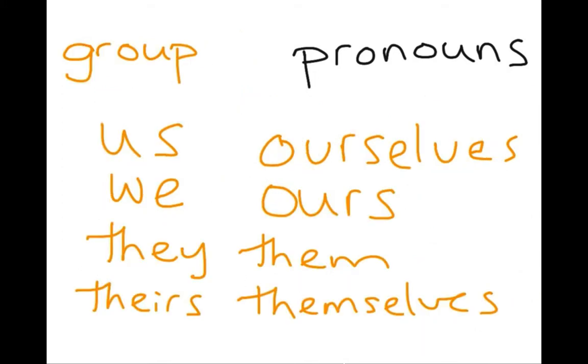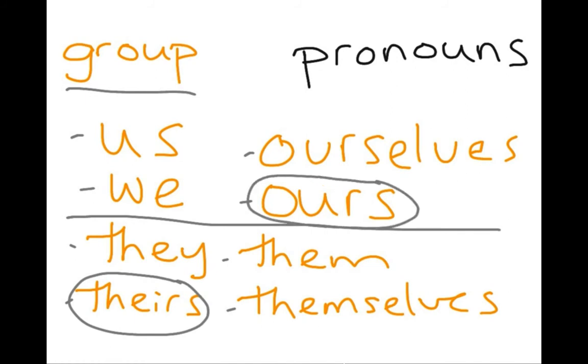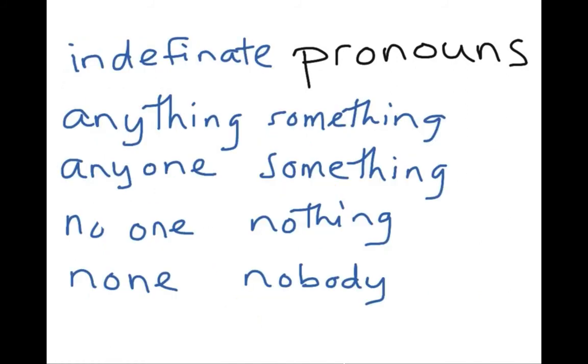The next group of pronouns are group pronouns. This refers to a larger group of people. There are some that include yourself, like us, we, ourselves, ours, and then there are words that don't include you. So they, theirs, them, and themselves. And again, you can see some words that are belonging words, like theirs, it belongs to them, or ours, it belongs to us. The next group are the indefinite pronouns.